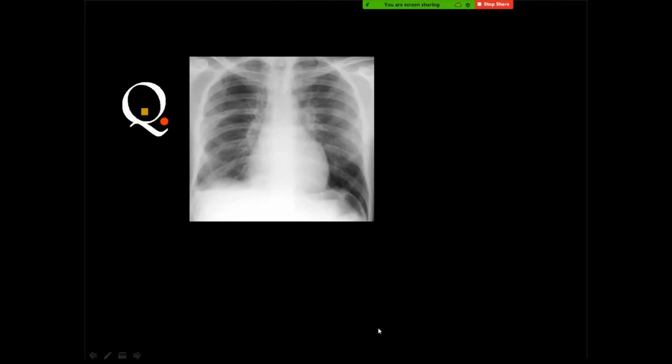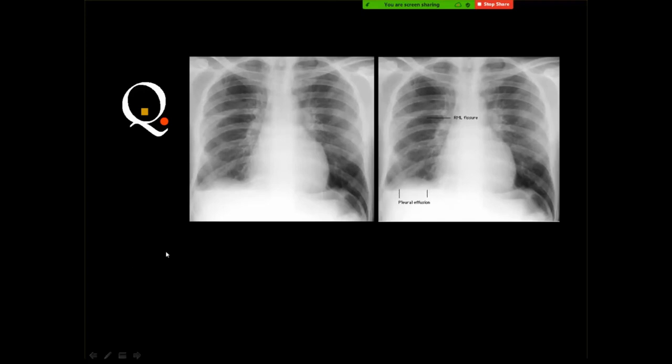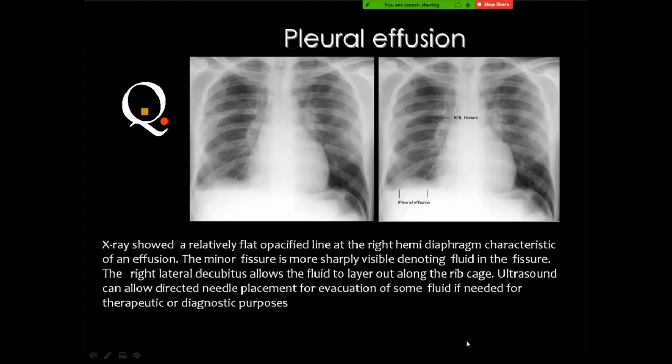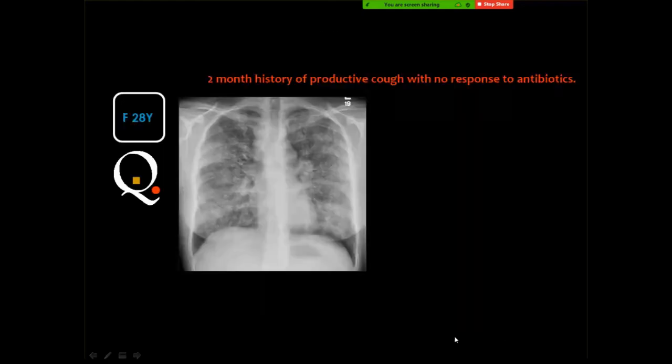There is pleural effusion in the right lung and diffuse lung disease. This is what we call subpulmonary effusion. You see the fluid level and the obliteration of the costophrenic angle, as well as the thickening of the fissure, indicating some fluid inside the fissure, and this is subpulmonary pleural effusion. Okay.